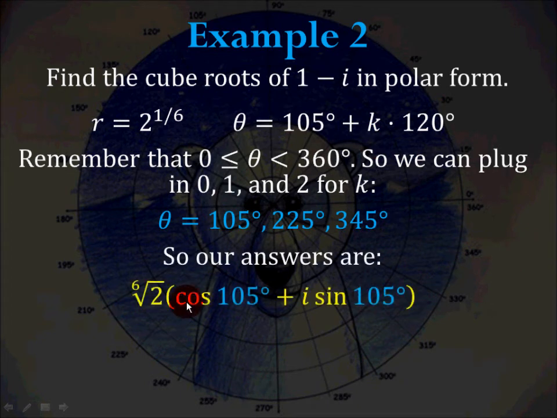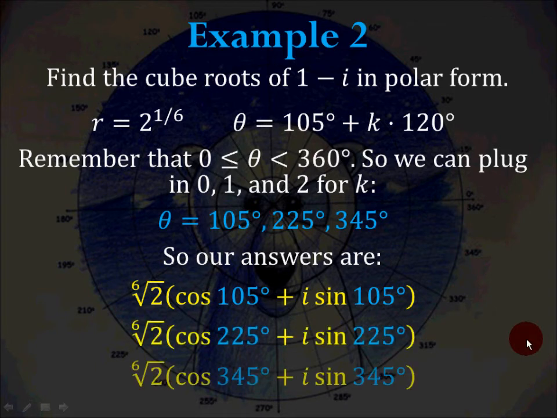So our answers are r times cosine theta plus i sine theta. You just plug in the r for each one and the theta for each possible answer. So here are your three answers: the 6th root of 2 times cosine 105 plus i sine 105, the 6th root of 2 times cosine 225 plus i sine 225, and the 6th root of 2 times cosine 345 plus i sine 345.